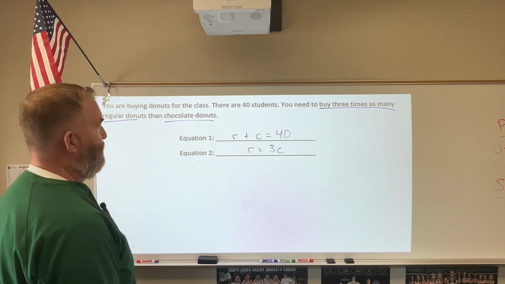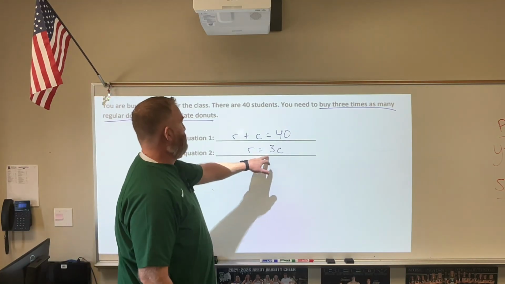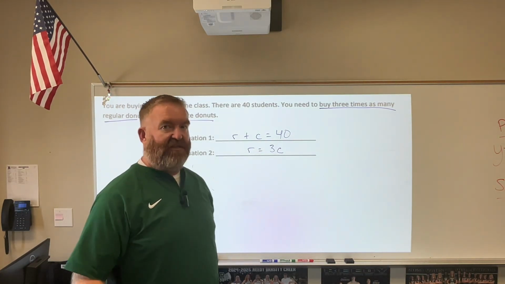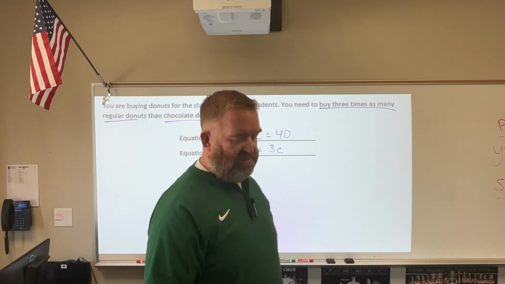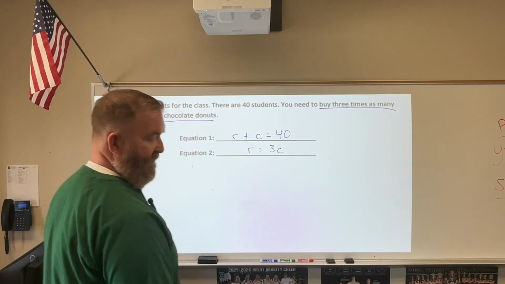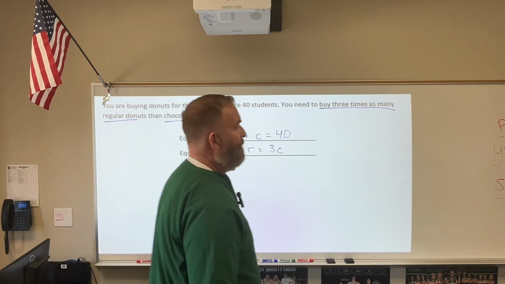R equals 3 times C because you're going to have 3 times as many regular ones than chocolate. So you take the chocolate, multiply it times 3. That tells you what regular is. All right. I think that's it. All right.